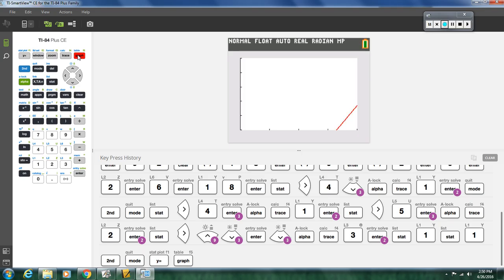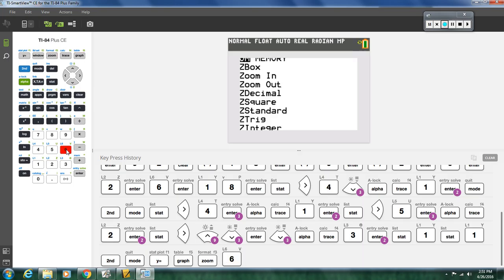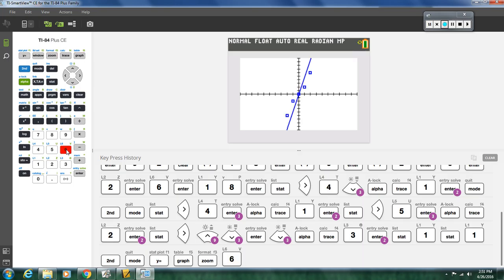Now I have no idea what my window's on, so what should I probably do? Zoom. What's the standard? Zoom 6. I always start at Zoom 6 and kind of work your way from there. So there's our point, our linear, and there's our quadratic. Remember, what's a quadratic? What is its general shape? It's a U, right? Either it opens up or it opens down. So I have no idea what that quadratic looks like, do I?